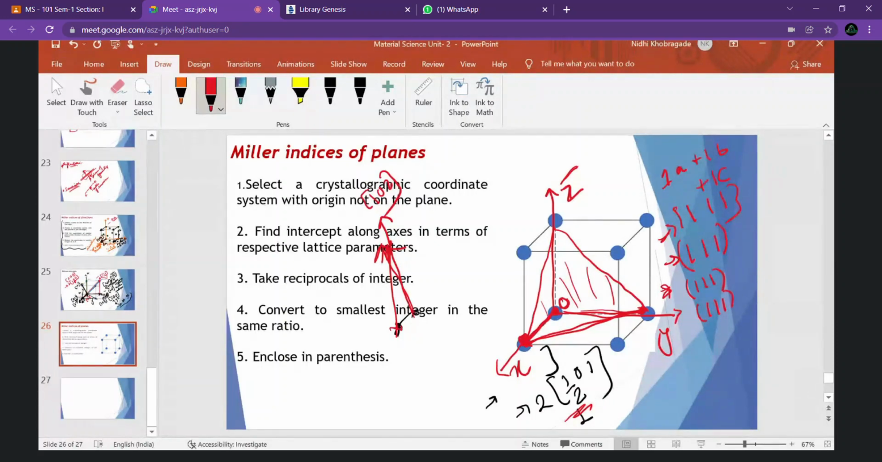Okay, so for this particular plane, that is the triangular plane, the Miller indices is 1, 1, 1. Right? So there are certain steps which we have to keep in mind during indexing of any plane of any crystal structure. So for this specific triangular plane, the Miller indices is 1, 1, 1, and that should be written in this round bracket.